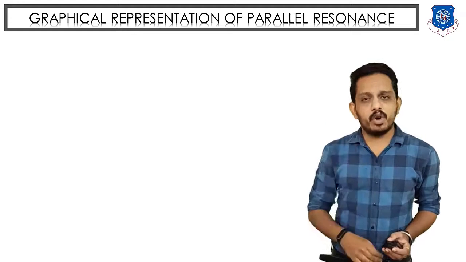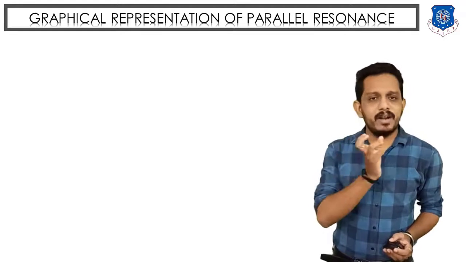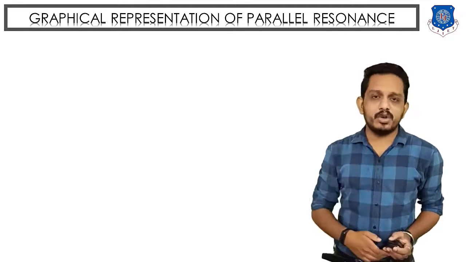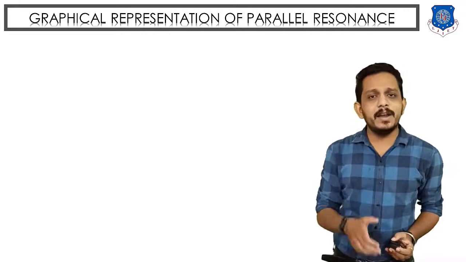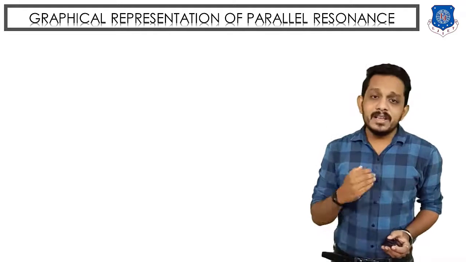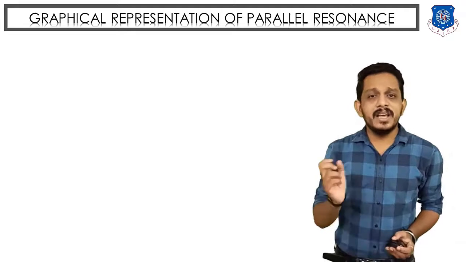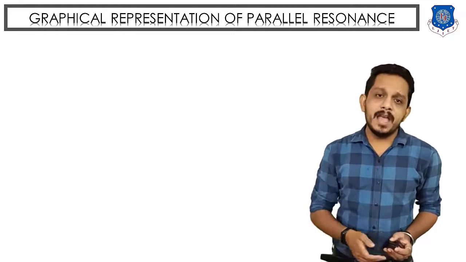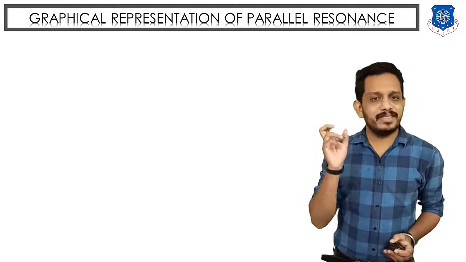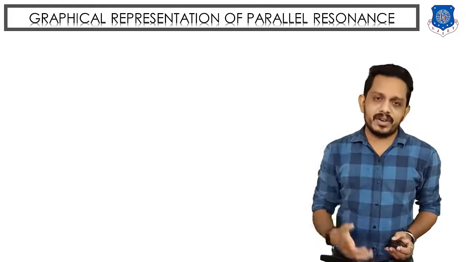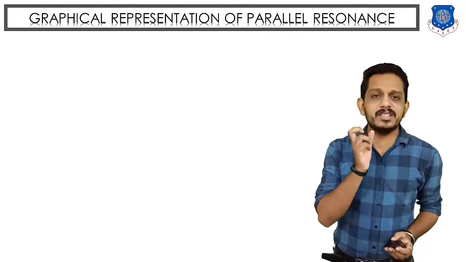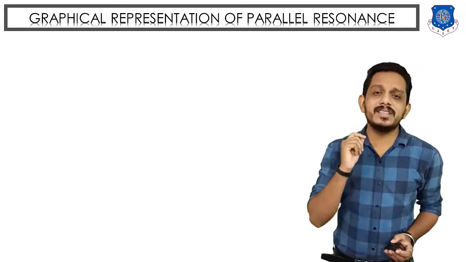Previously, impedance had two terms, one real part and one imaginary part. The real part was known as the resistive part and the imaginary part was known as the reactive part. Similarly, in the case of admittance, here also there are two parts. The first part, the real part, is denoted by G and is known as the conductance. The imaginary part is given by B and is known as the susceptance.